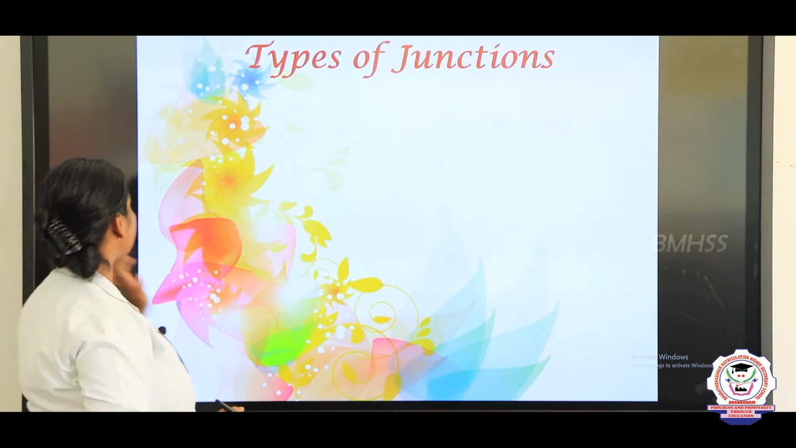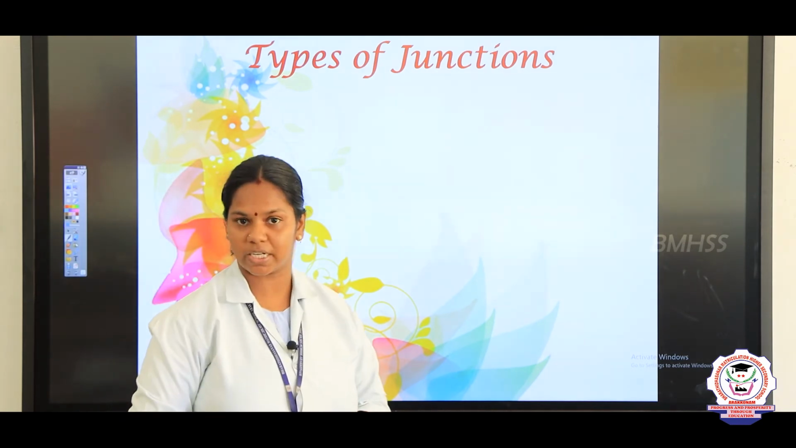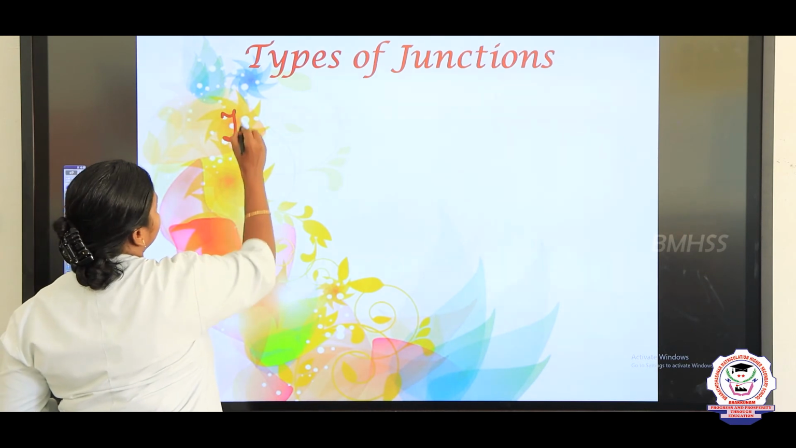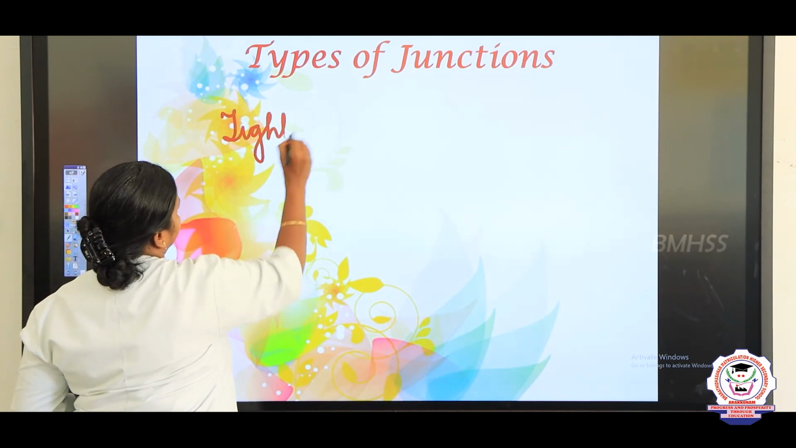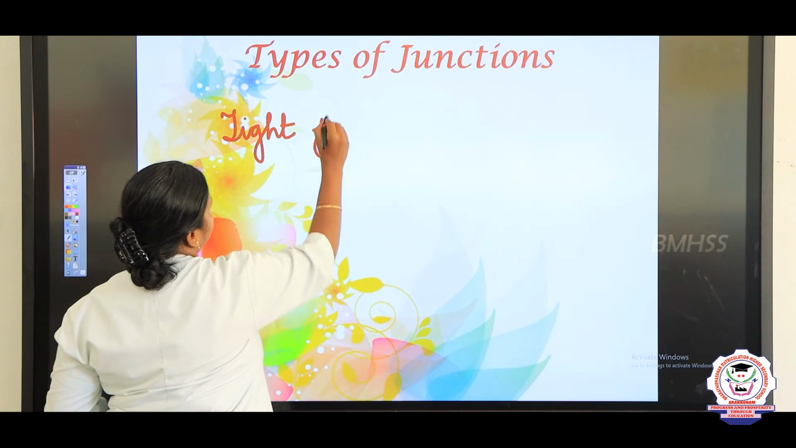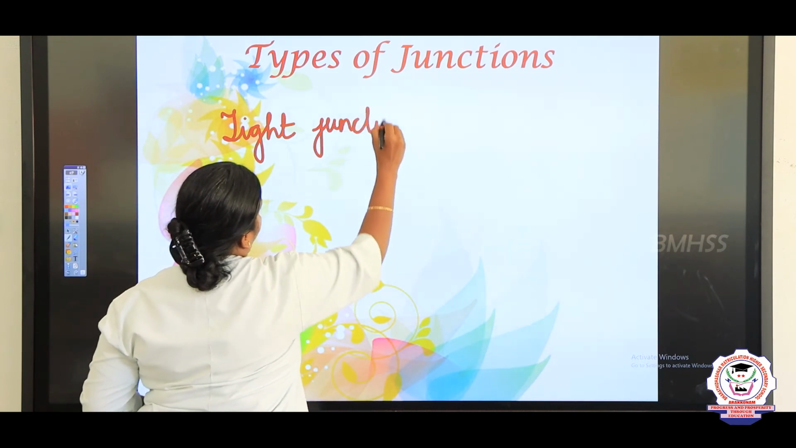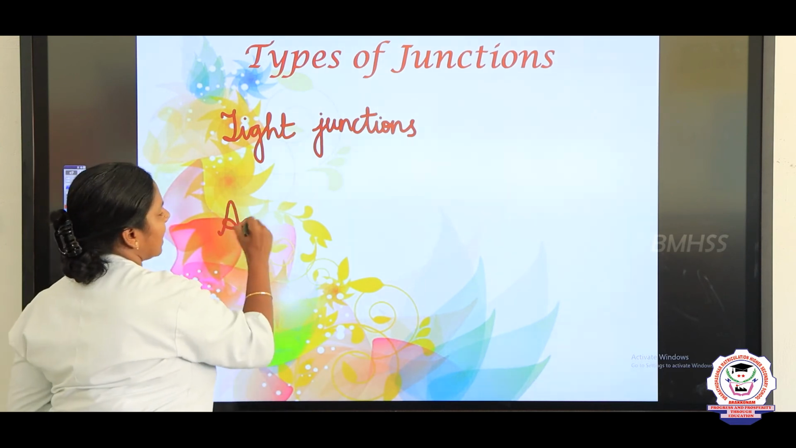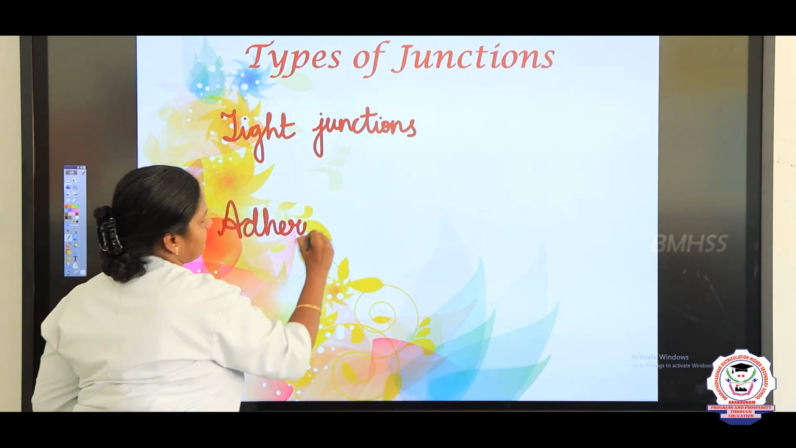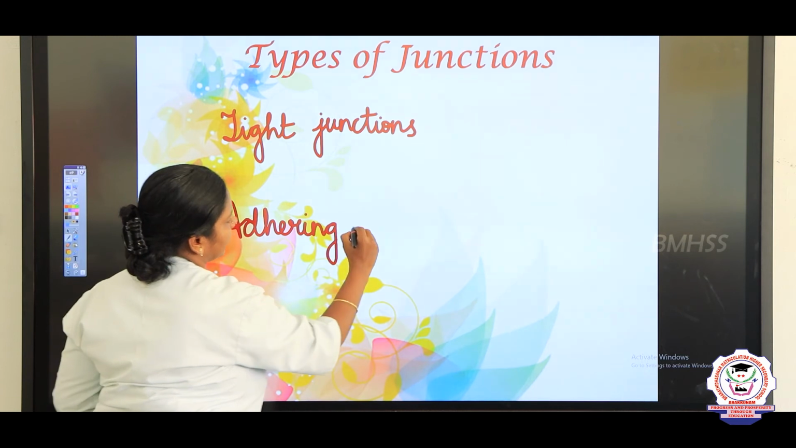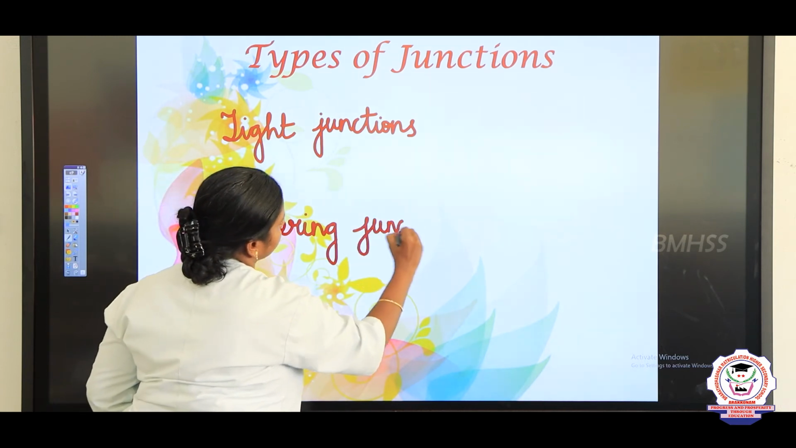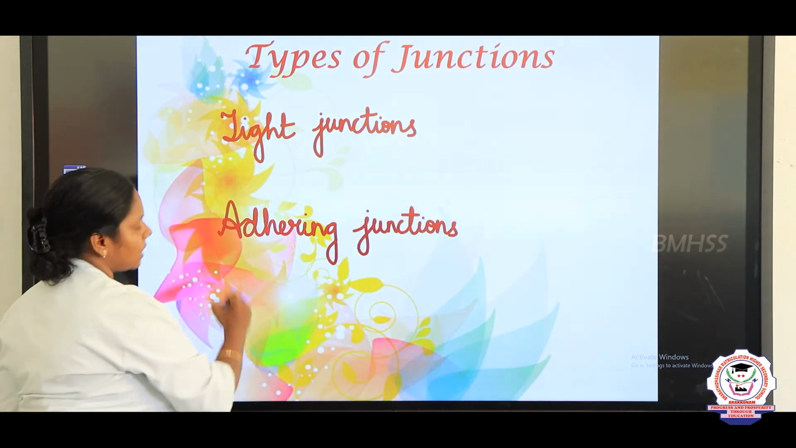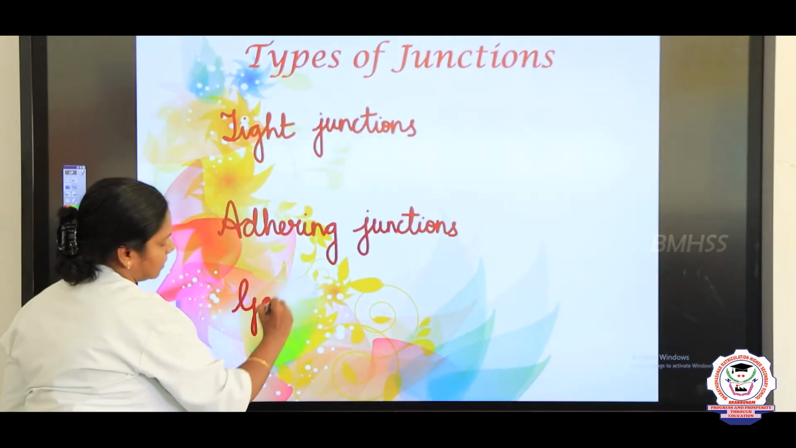So, next we are going to see about the types of cell junctions, right. So, there are three types of junctions, children. One is tight junctions, second one is adhering junctions, and last one is gap junction.